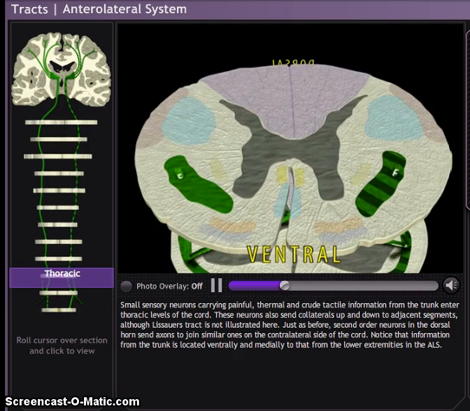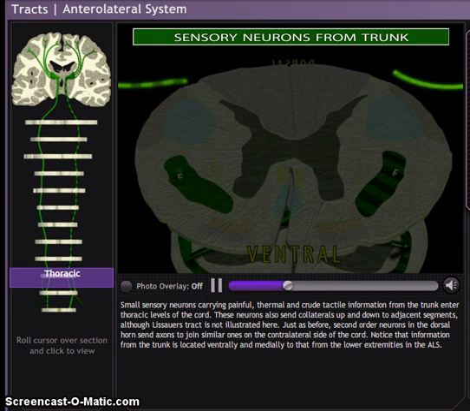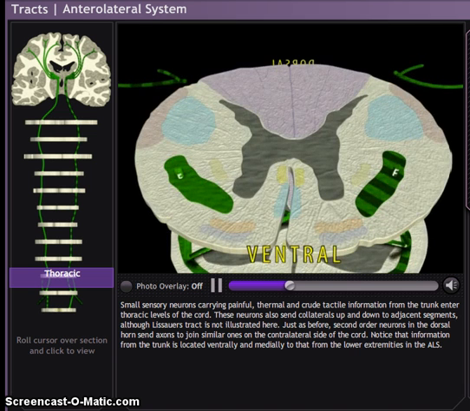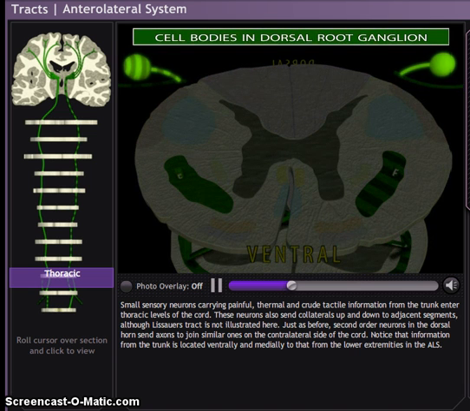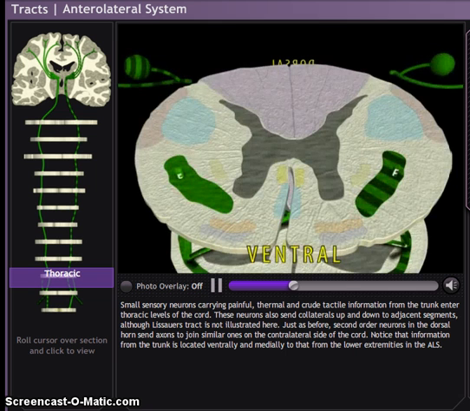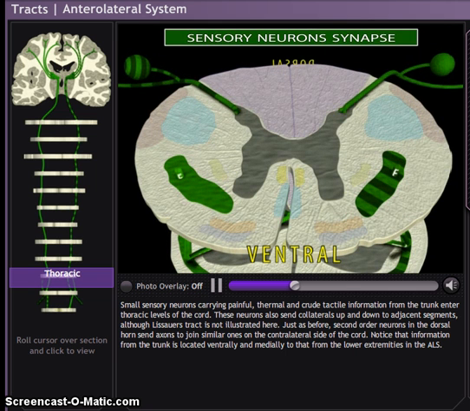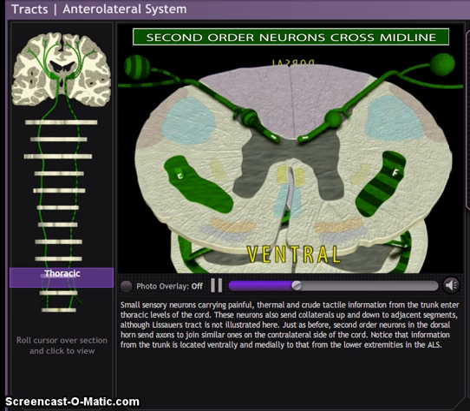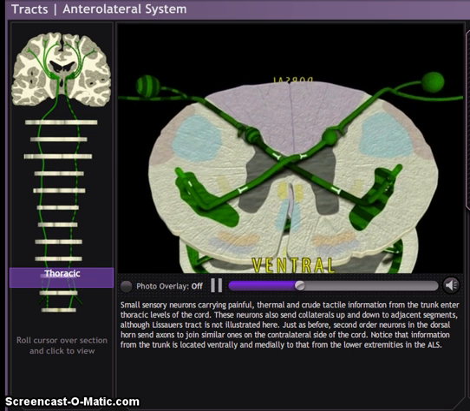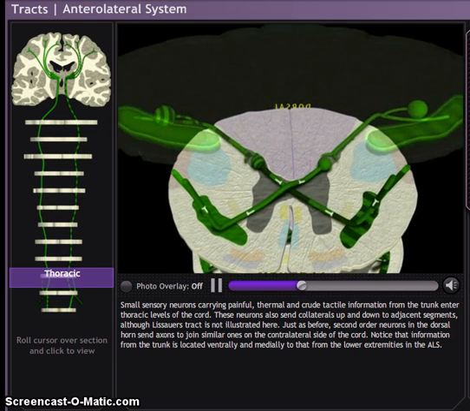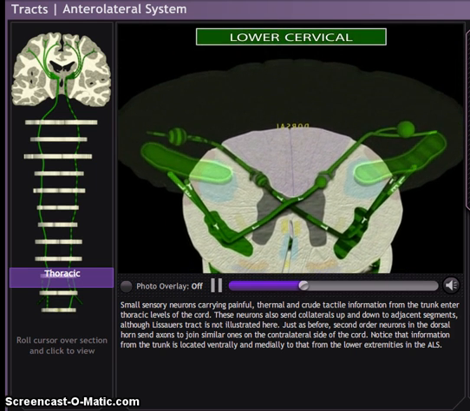Small sensory neurons carrying painful, thermal, and crude tactile information from the trunk enter thoracic levels of the cord and send collaterals up and down to adjacent segments. Second-order neurons in the dorsal horn send axons to the contralateral side of the cord. Notice that information from the trunk is located ventrally and medially to that from the lower extremities.